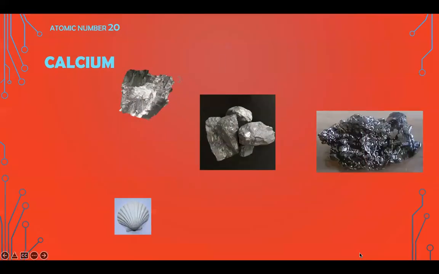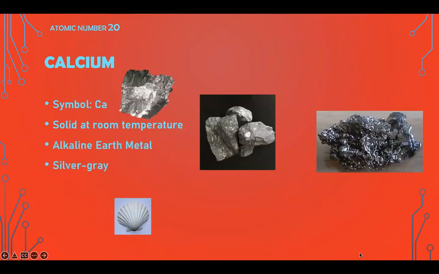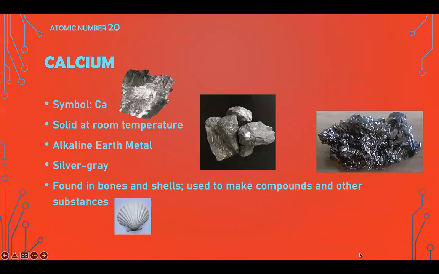Regardless, calcium. It's pretty well heard of and its symbol is Ca. It's a solid at room temperature. It's an alkaline earth metal. Calcium has a silver gray color and it is found in bones and shells and used to make other compounds, and it's important for our bones.